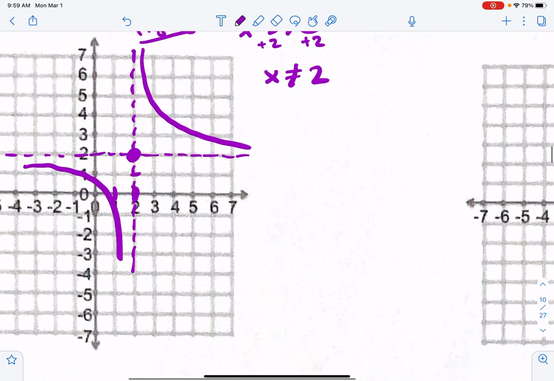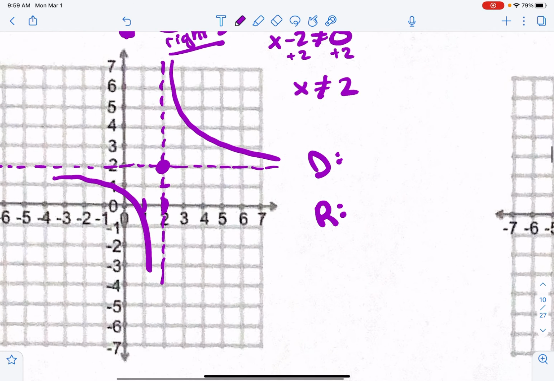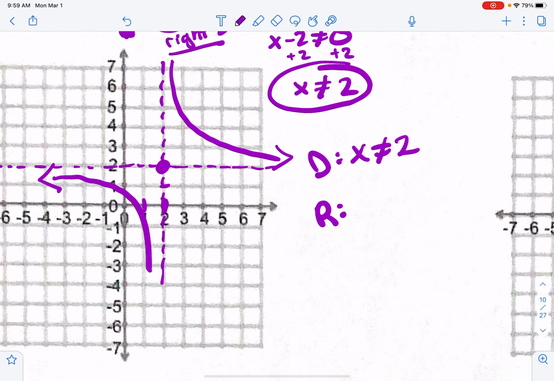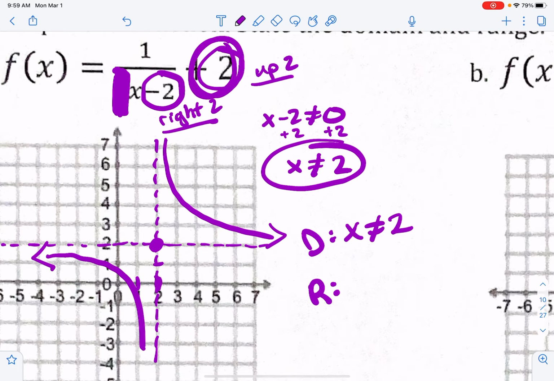Then we just have to do domain and range. The domain is the x's going left and right. He'll go to the right forever. He'll go to the left forever, but he's not going to touch this line here in the middle. So x is not equal to 2. That's what we found for the vertical asymptote. And then the range is determined by this plus 2 number.